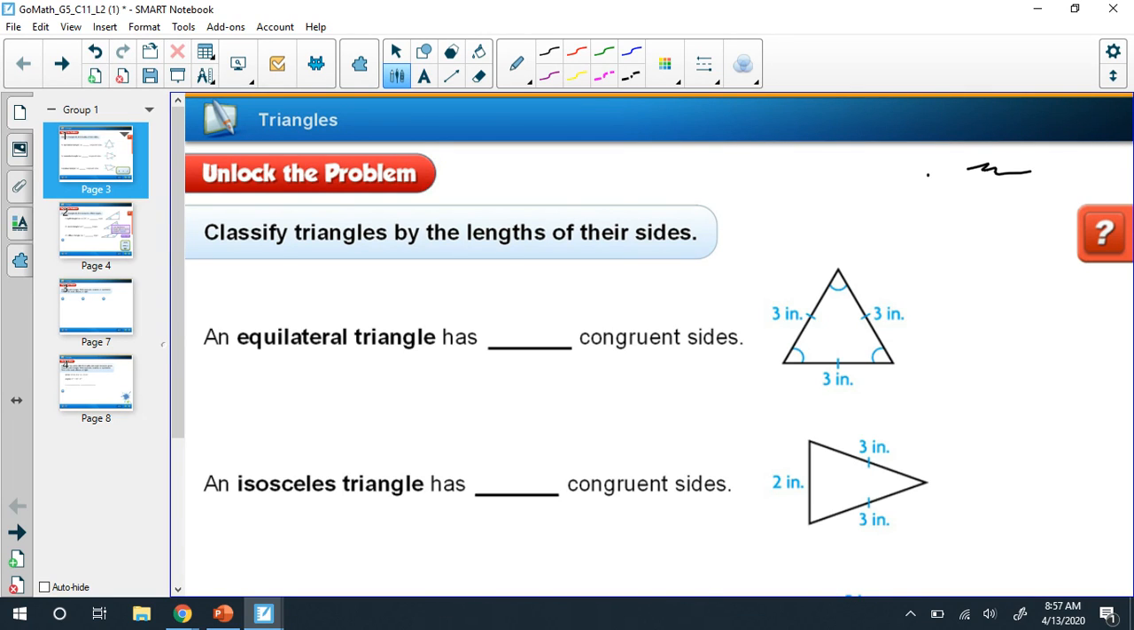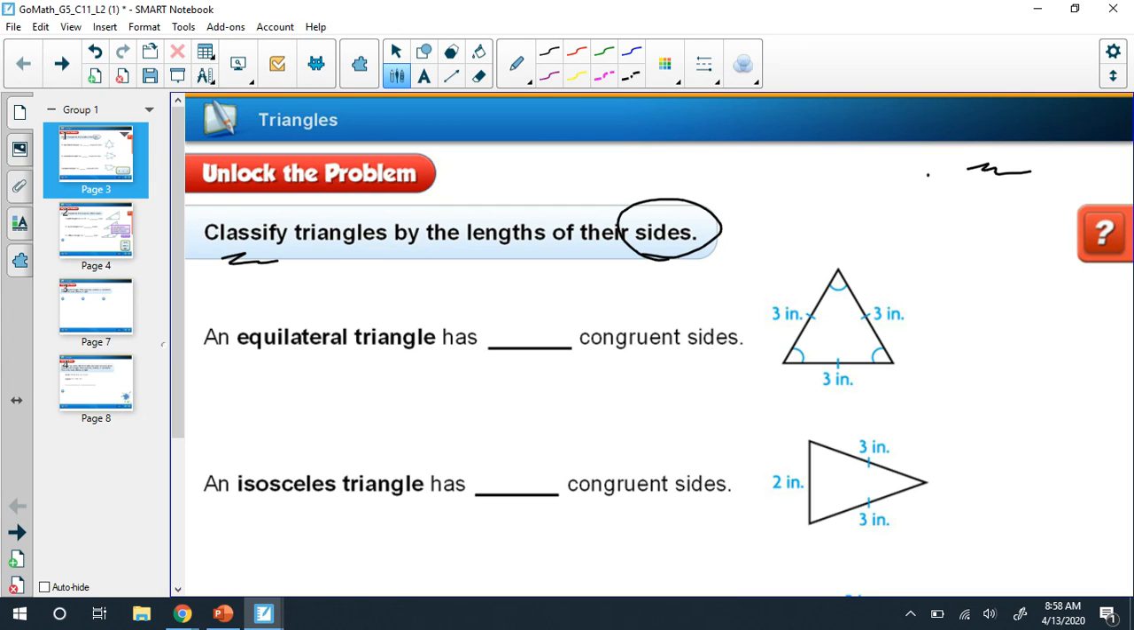Today we are going to do a quick review of triangles and quadrilaterals to get you ready for your quiz. I'm going to start off by looking at triangles. Remember, we can classify triangles in two different ways, and one of the ways that we can classify them is based on their side lengths.